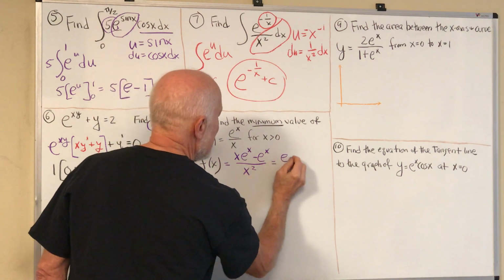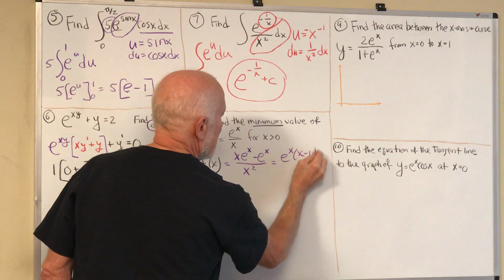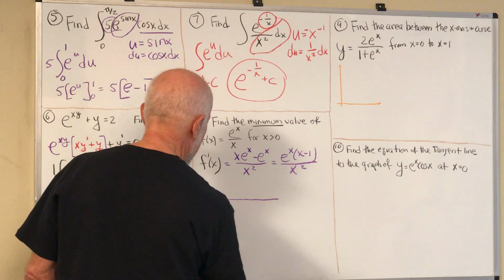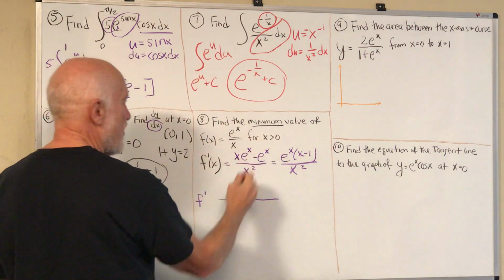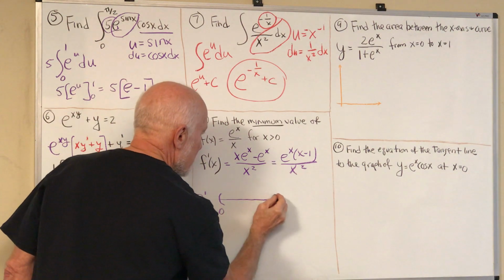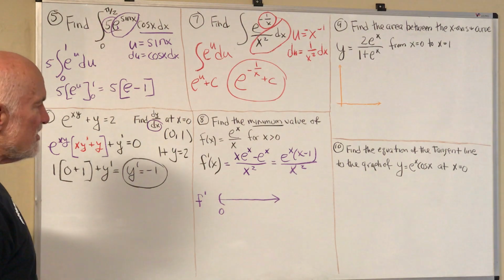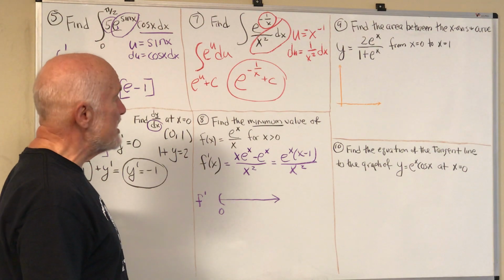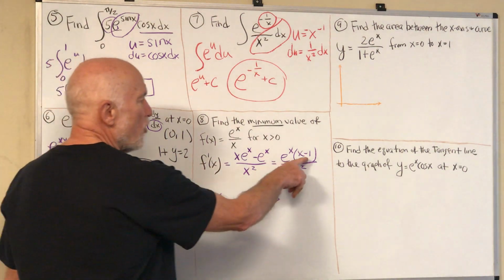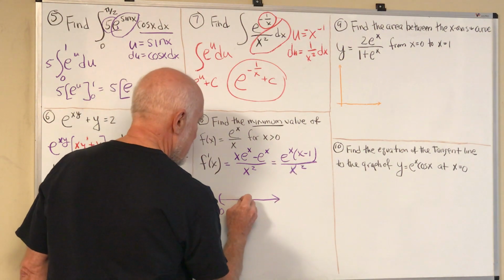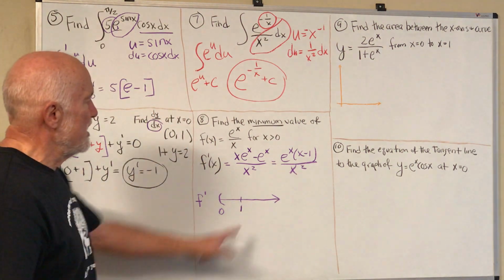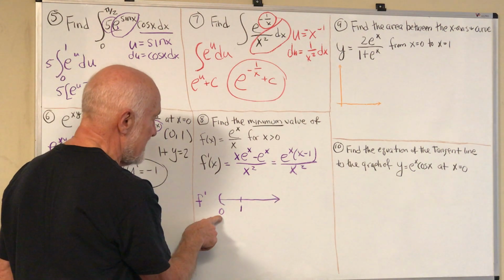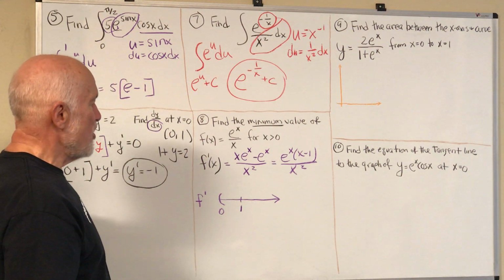And I can factor out an e to the x. And then we often on the number line put our derivative. And this is only for x greater than 0. Well, the nice thing about the function e to the x, we know from the graph that it's always positive and never equal to 0. So only at x equals 1 can you get a 0 derivative. And it's never undefined because x equals 0 would make it undefined, but that's not in our domain. So the only critical value is 1.